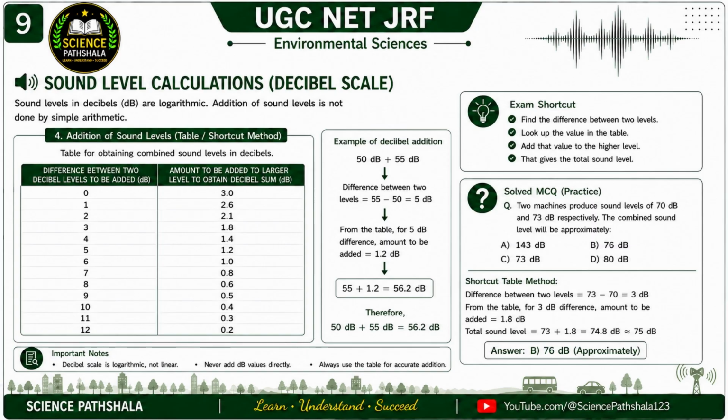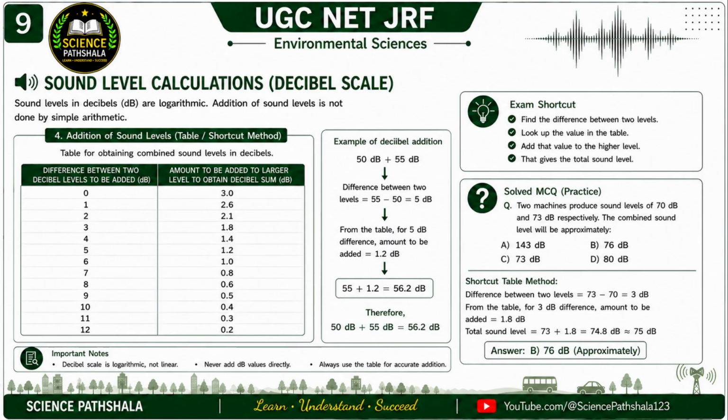So for example, we can see here we have two values, 50 dB plus 55 dB. Difference between them is 5 dB. So for 5 dB in the table we have the value 1.2. So we will need to add 1.2 to the larger value, that is 55 dB. So the resultant decibel level is 56.2 dB. So the exam shortcut here is: find the difference between two levels, look up the value in the table, add that value to the higher level, and that gives the total sound level.